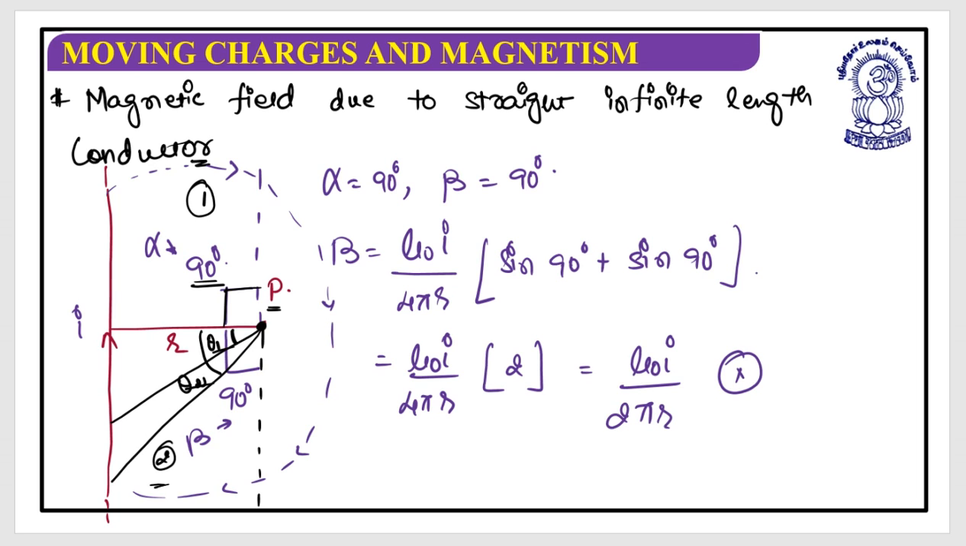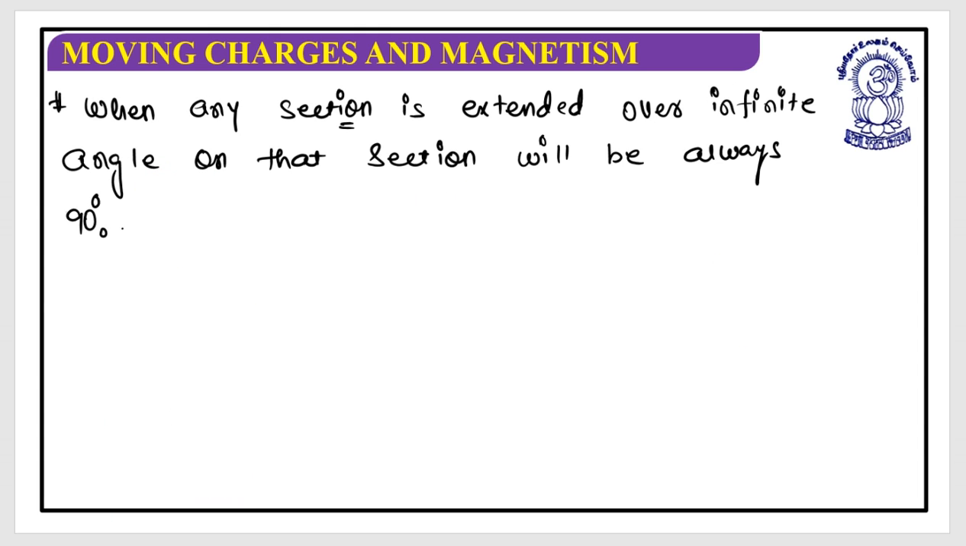Even my second section has been extended over infinite, so I have written it as 90 degree again. So it's 90 and things will be done. I hope those things are clear. Yes, so when any section is extended over infinite, the angle on that section will always be 90 degree. Yes, first key point. Now let's look at the second key point.